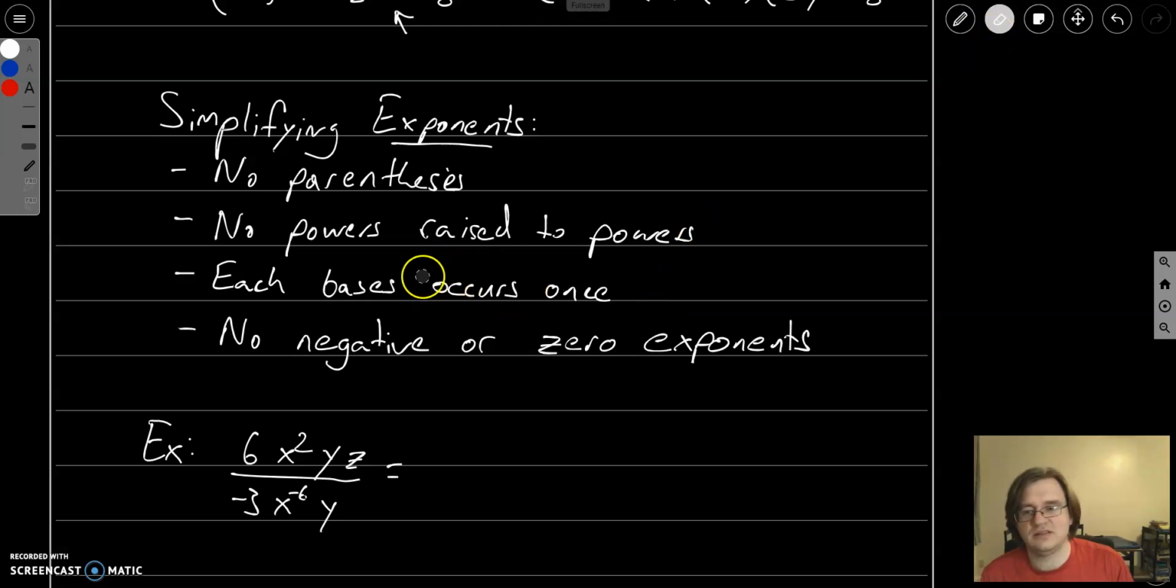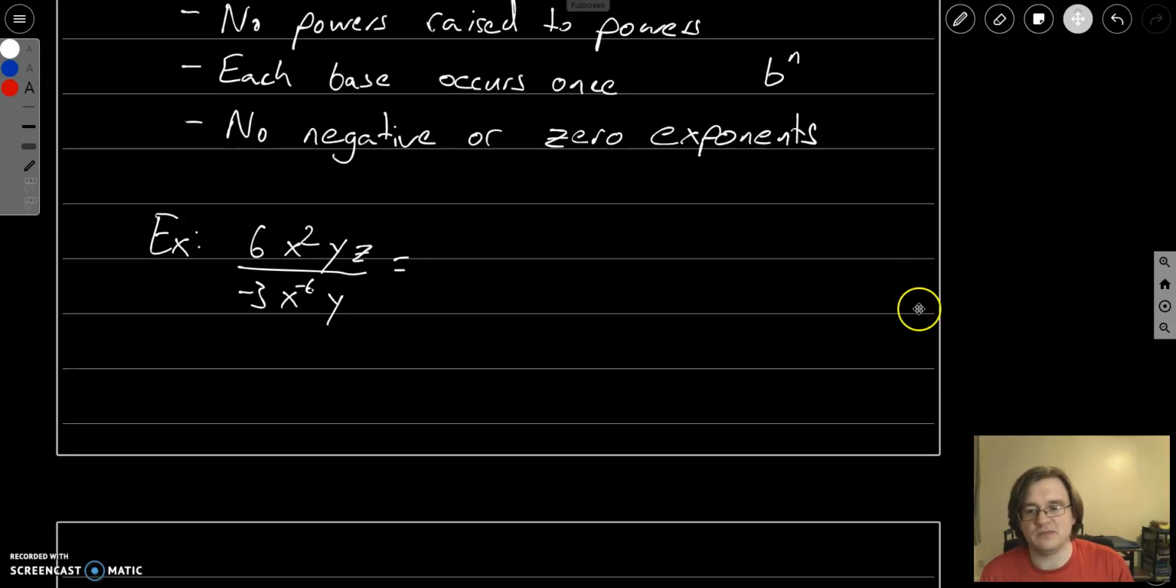Each base number occurs once. So in the expression b to the nth power, b here is the base of the exponent. So we only want each base to occur once in the expression. And we don't want negative exponents or zeros. Remember that pretty much anything raised to the 0 power is just 1, so that's pretty easy. And things with negative exponents, we flip what side of the fraction they're on.